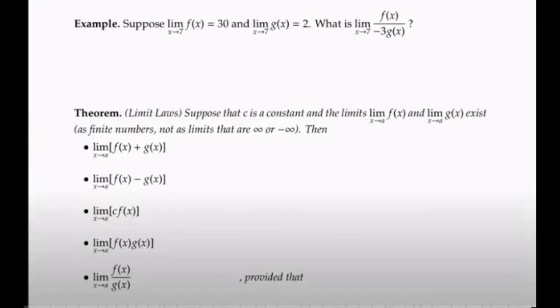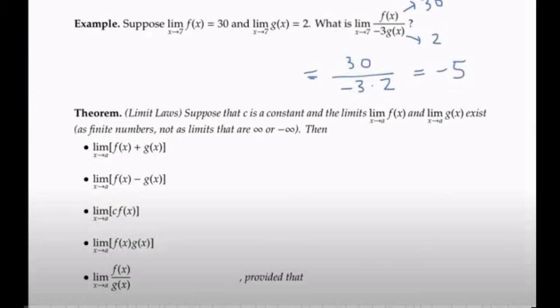Suppose that the limit as x goes to 7 of f of x is 30, and the limit as x goes to 7 of g of x is 2. Then consider the limit as x goes to 7 of f of x divided by negative 3 times g of x. With f of x heading towards 30 and g of x heading towards 2, it makes sense that the quotient should head toward 30 divided by negative 3 times 2, or negative 5.